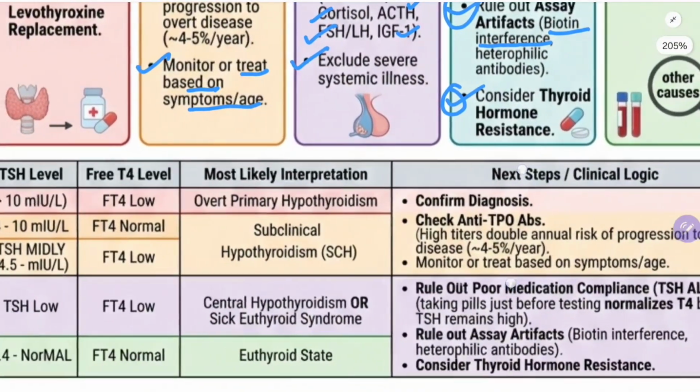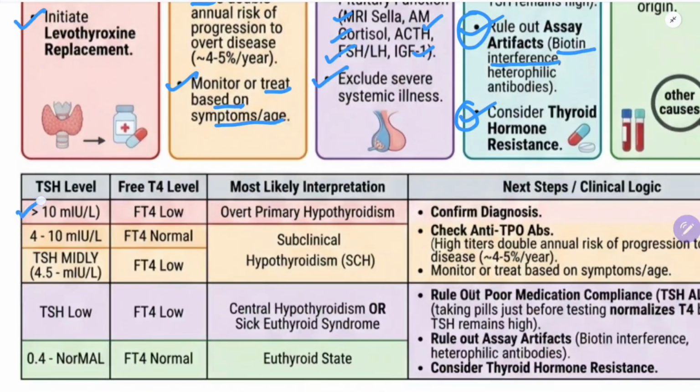Same thing in the form of a box. So TSH is more than 10 and FT4 is low. So it is overt primary hypothyroidism. Confirm the diagnosis, check anti-TPO antibodies. Monitor or treat. In this case, you need to treat straightforward.